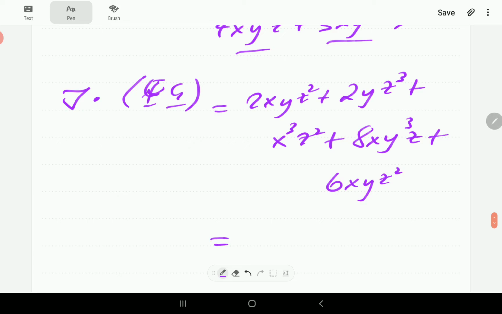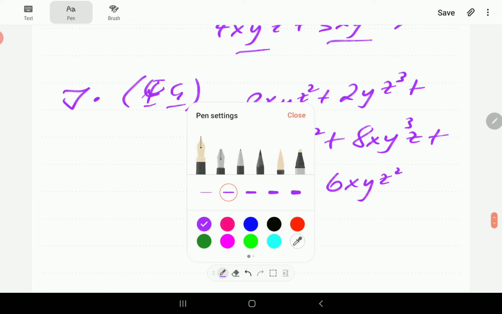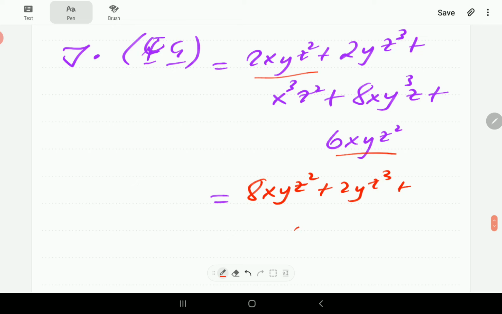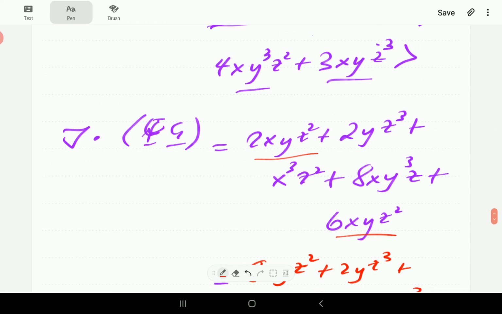So beyond that, we just look for like terms, and we notice that we've got xyz squared here, xyz squared there, so it's going to give us 8xyz squared. Otherwise it looks like those are the only like terms, so plus 2yz cubed plus x cubed z squared plus 8xy cubed z. So that's going to be the divergence of psi times g.